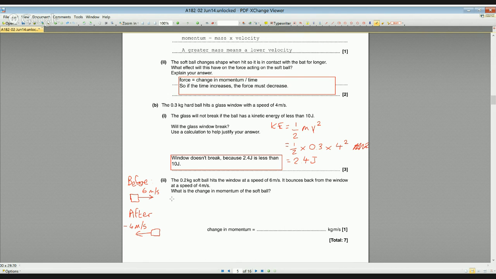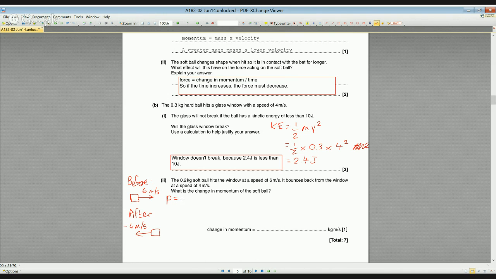So if we work out our momentum before, remember momentum equals mass times velocity. We can use the symbol P for momentum. That's an AS level thing. I'm just going to use it here to shorten proceedings. You don't have to use P. You can just use the word momentum.